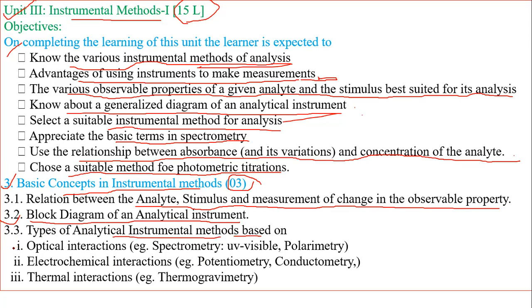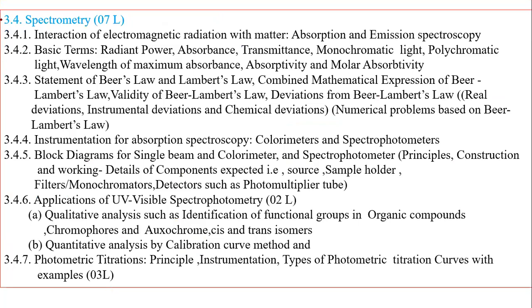First we'll see optical interaction of substance with matter: spectrophotometry, UV-visible spectrophotometry or spectroscopy, then polarimetry. After that, electrochemical interactions by potentiometry and conductometry. After that, thermal interaction we are going to study, that is thermogravimetry. After that we are going to learn spectrometry. Metry means measurement. In that we are going to study the interaction of electromagnetic radiations with matter, the absorption and emission spectroscopy.